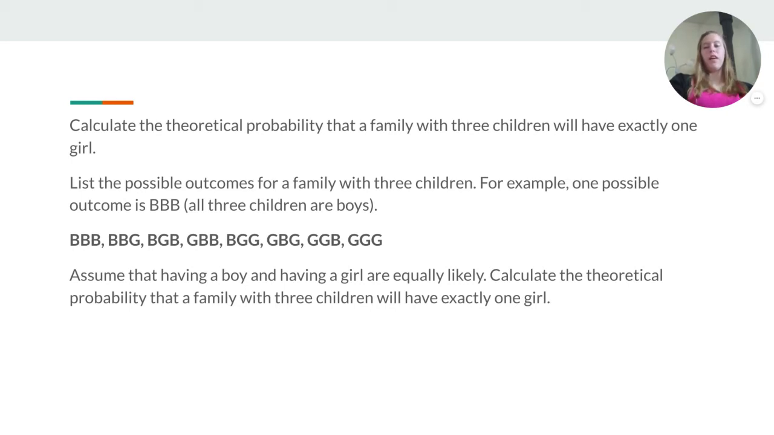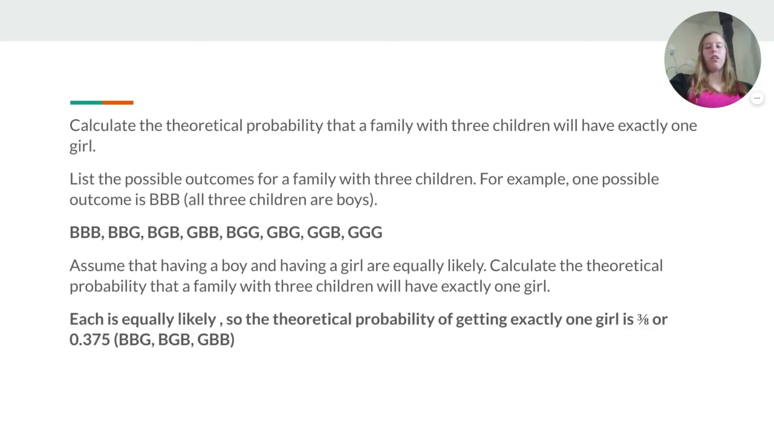Okay, so assume that having a boy and having a girl are equally likely. Calculate, again, the theoretical probability that a family with 3 children will have exactly 1 girl. So each is equally likely. There's 3 different ones that are 1 girl. So out of 8 options, it's 3/8 or 0.375 theoretical probability of having exactly 1 girl.